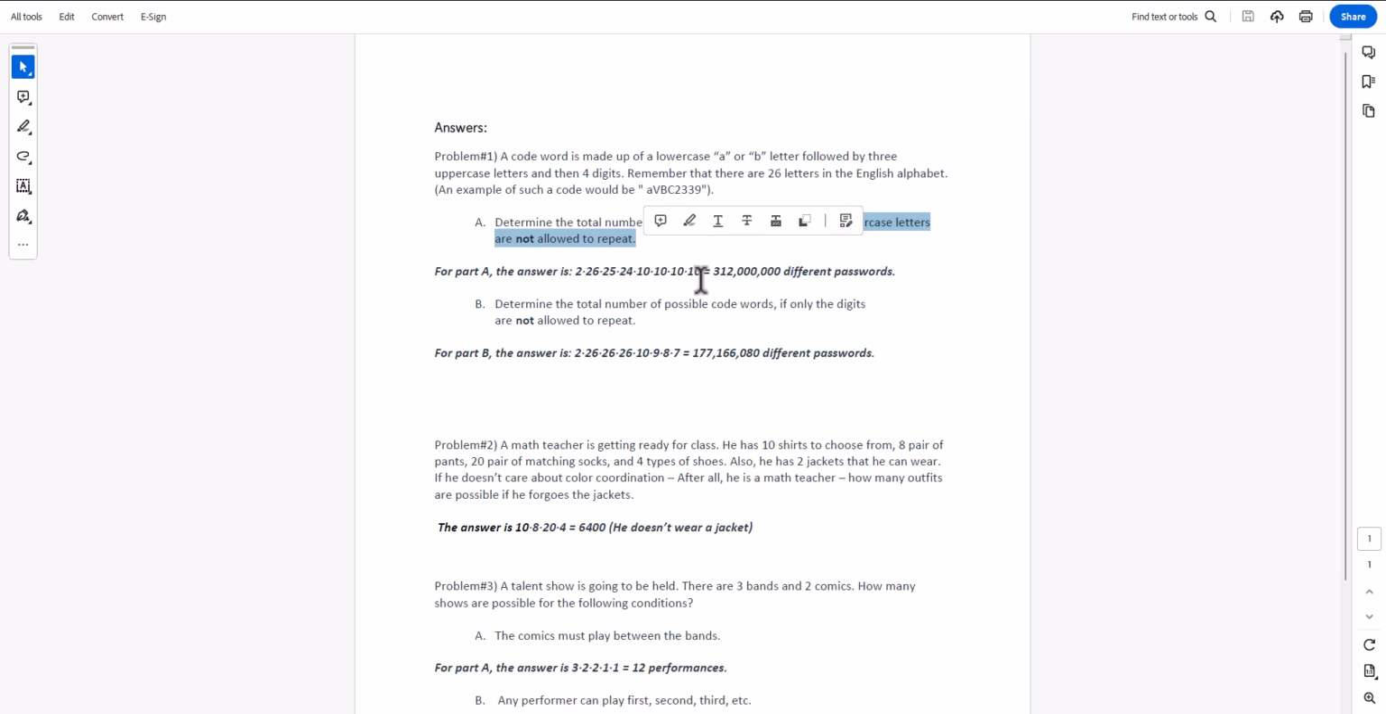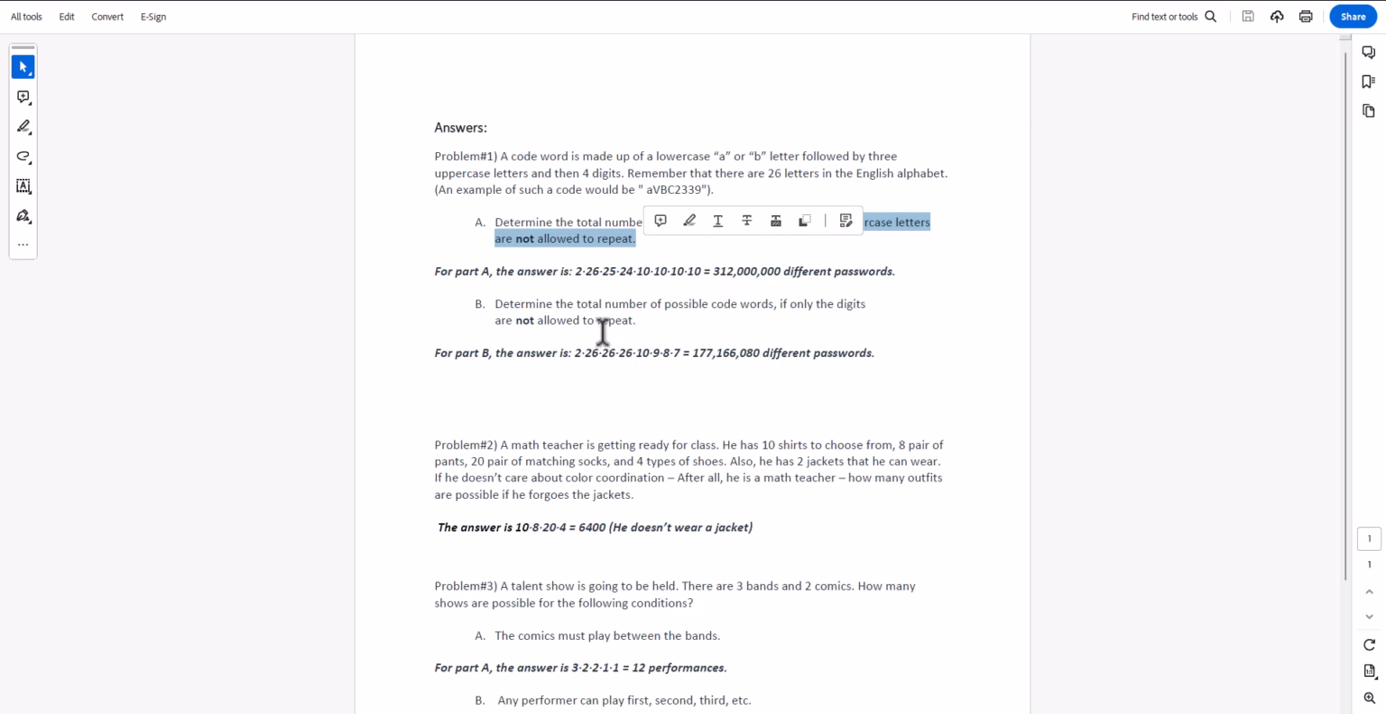Now, the last 4 characters are digits. There's 10 digits. The digits are the numbers 0 through 9. So there's 10 digits, and digits are allowed to repeat. So we have 10 options, 10 options, 10 options, 10 options. We multiply this out. The answer is 312 million different passwords.